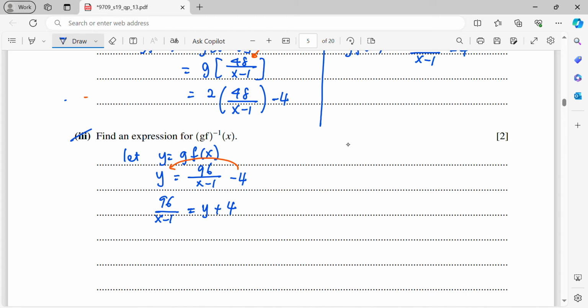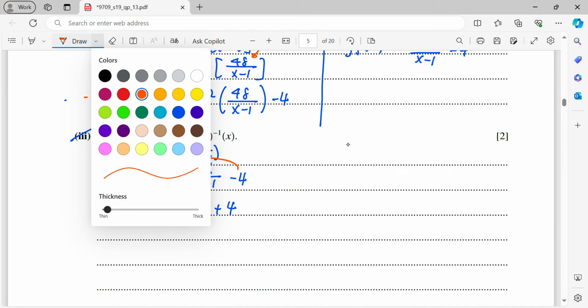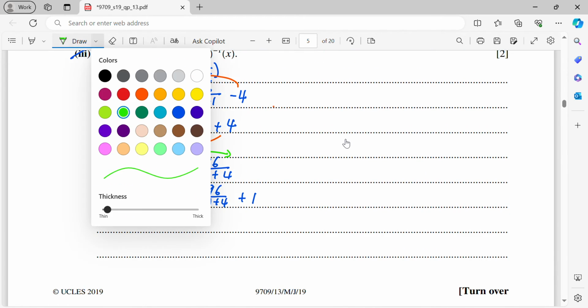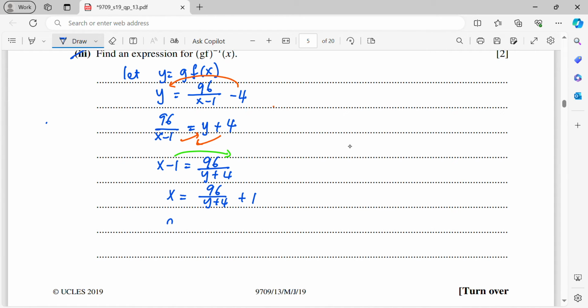To get the x, just move up the x minus 1 and move down the y plus 4. So here it will be x minus 1 equals 96 over y plus 4, and then my x is going to be 96 over y plus 4, plus 1. So the 1 will be moved to the other side. Once you have found the x, just change the x into GF inverse. For the right hand side, the y will be replaced by x. So I get 96 over x plus 4, then plus 1. That is part 3.